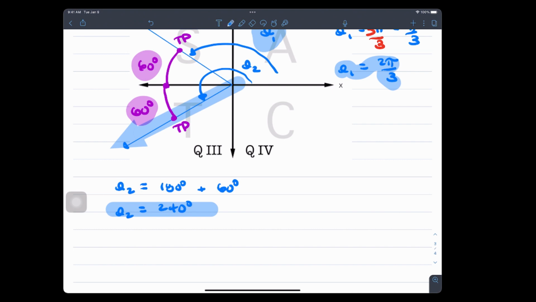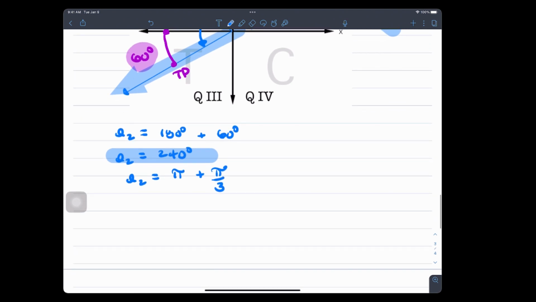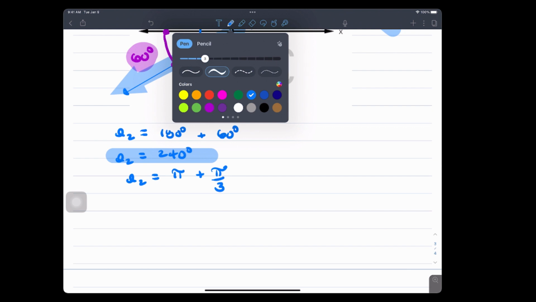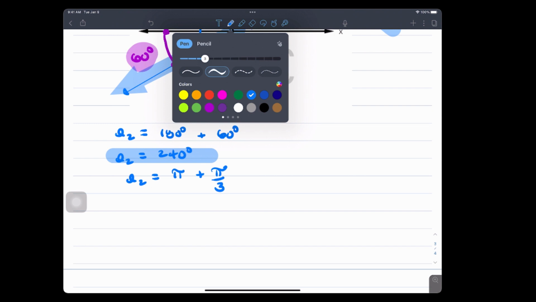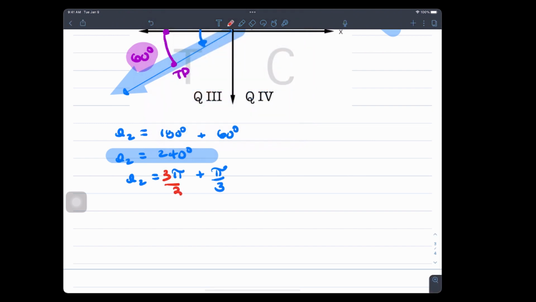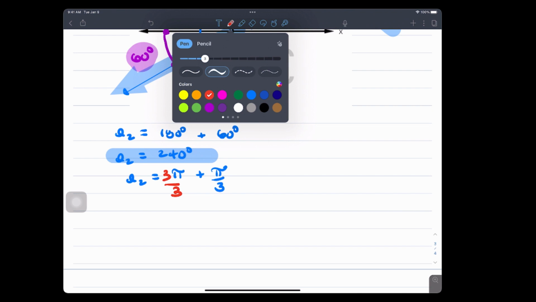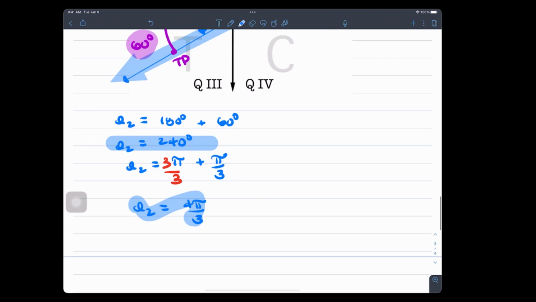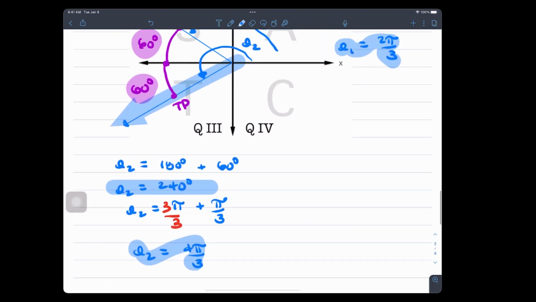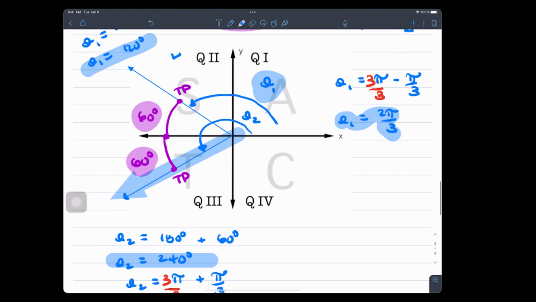So my second solution here, ladies and gentlemen, if it's radians, is pi plus pi over 3. And so do your arithmetic, right? 3 over 3. What's that going to give you? 4 pi over 3. So these are going to be your solutions here. 240 or 4 pi over 3. 120 or 2 pi over 3.